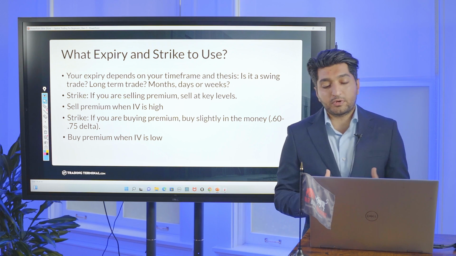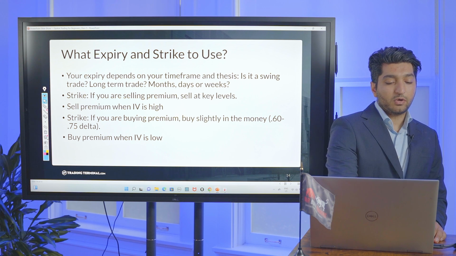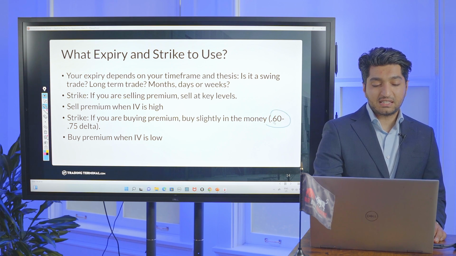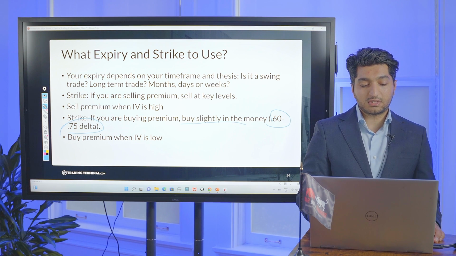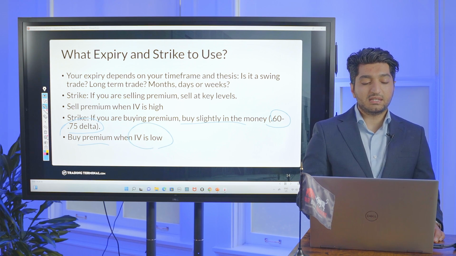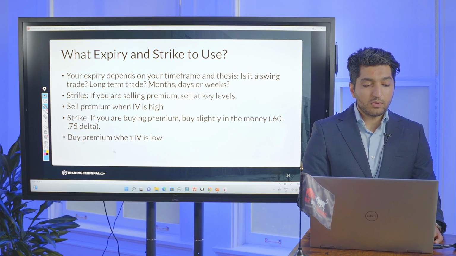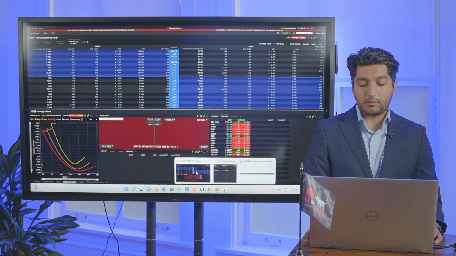If you're buying premium, on the other hand, you want to buy slightly in the money. I usually call these 60 to 75 delta. You want to buy slightly in the money calls. And you want to buy premium when implied volatility is low. So let's go ahead and go back to our option chain and see what we mean by that.